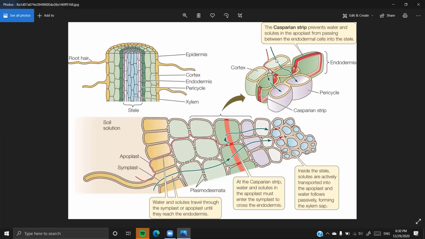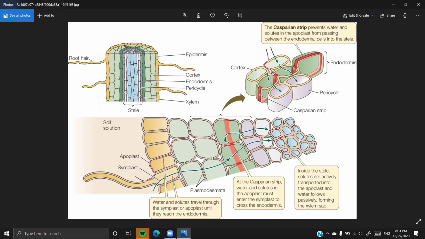From the cortical cells to the endodermal cells, it is only symplast. They are only coming across through the plasmodesmata. But in the endodermal cells, because of the suberin or lignin wall, which is called the Casparian strip, it is not allowing the water molecule. That you need to understand here. So both apoplast and symplast occur in the root hair cells and cortical cells, but in the endodermal cells only the symplast is allowed. Later, you can see the symplast through the cytoplasm moving across to the xylem.